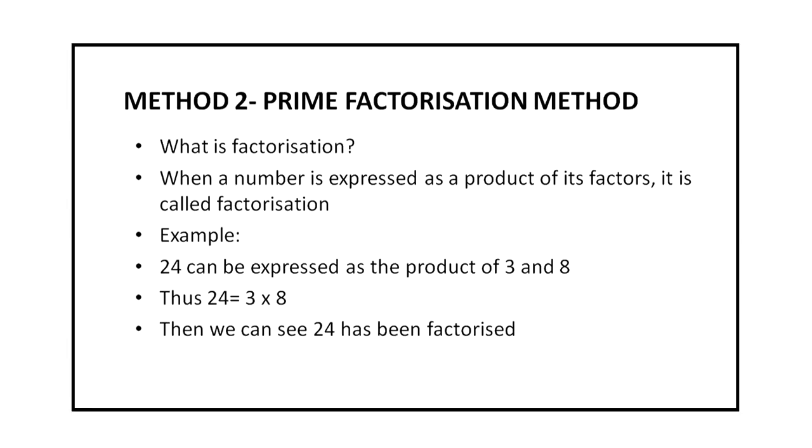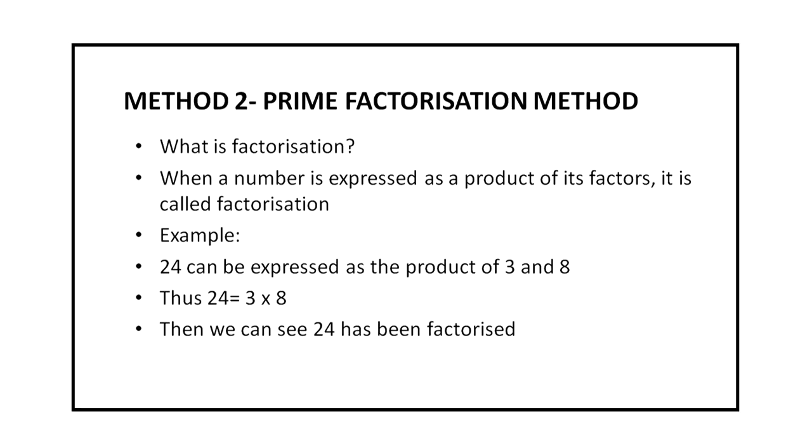Now the second method for the determination of HCF is called the prime factorization method. Here, please observe the words prime and factorization. You would have learned in the previous classes what is a prime number and what is a composite number. This concept that you have learned before is used here in order to determine the HCF in the second way. So let's see first what is factorization.